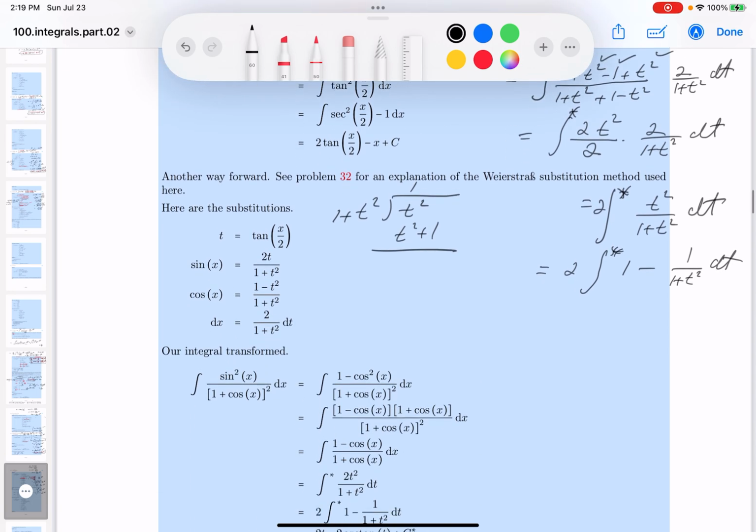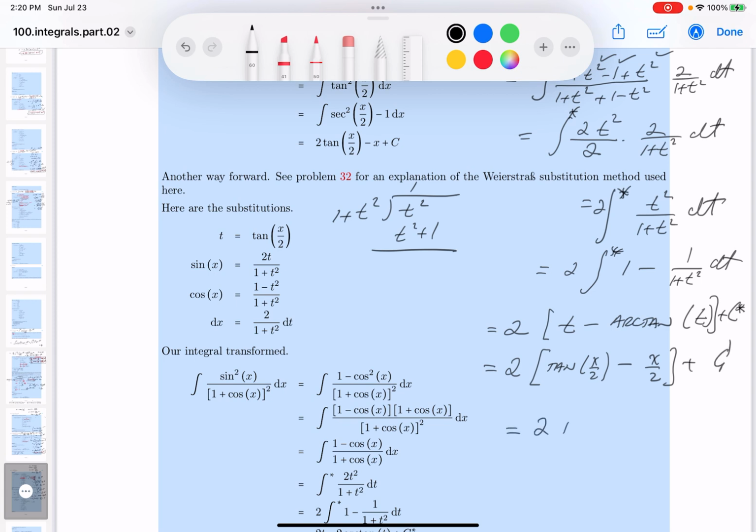Can I integrate this guy? I can. And what do you get? Let's take a route. You get 2 times t minus the arctan of t plus some constant of integration. Let's write this down. 2 times, what are you going to get there? Tan of x over 2 minus the arctan of t. Well, that's going to just be x over 2, plus c. Let's multiply it out. What do you get? You get 2 tangent x over 2 minus x plus c. Put a box on it.